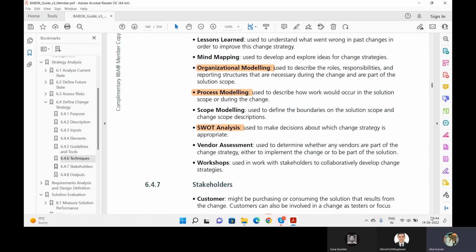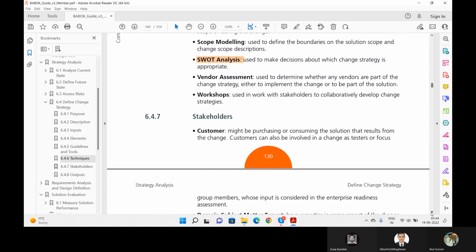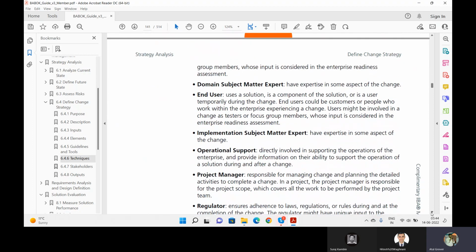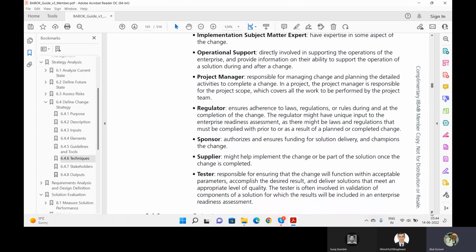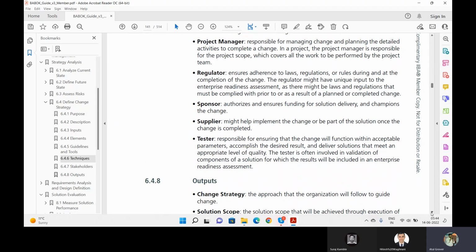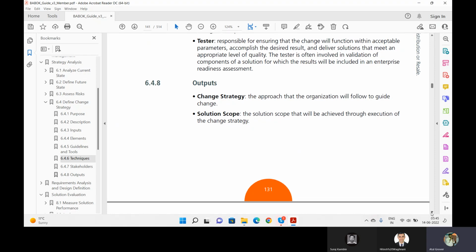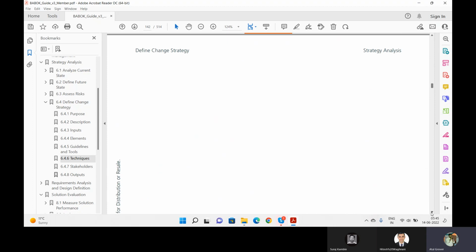And what are the stakeholders involved here? Customers, SMEs, end users, regulators, a lot of people are involved here. See, the lines are increasing, the stakeholders are increasing, because a lot of people are interested in the strategy part. Their inputs are equally important to do this. And what are the outcomes I'm getting? I'm getting my change strategy, that this is the right or the best approach to go ahead. I'm getting my solution scoping.